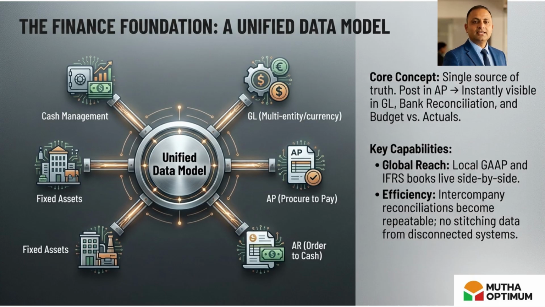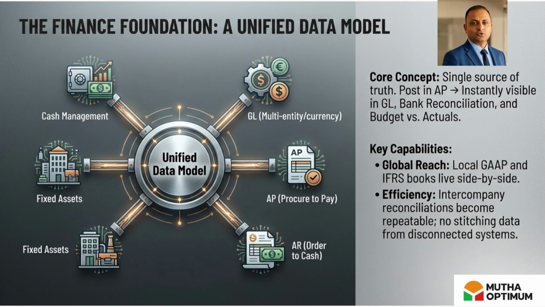LN is built on a single unified data model, which means when you post in accounts payable, it is instantly visible in the general ledger, bank reconciliation, and budget versus actuals. No manual reconciliation spreadsheets to patch gaps.